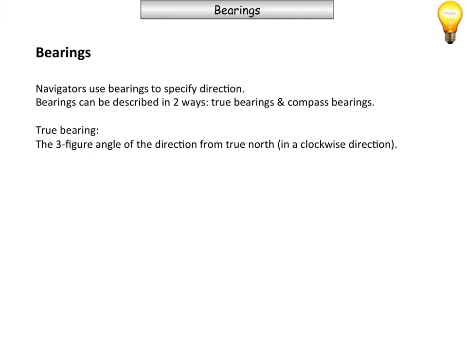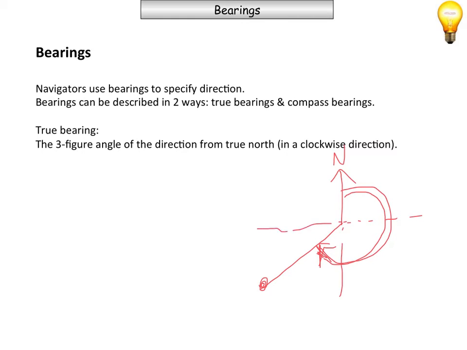A true bearing is a three-figure angle in the direction from true north, and we measure it in a clockwise direction. If we have a look at the diagram, there's north, and we always go in that direction. If the point's over here, when we hit that line, we need to work out this particular angle. We use 90-degree angles, 180 degrees, 270, etc.